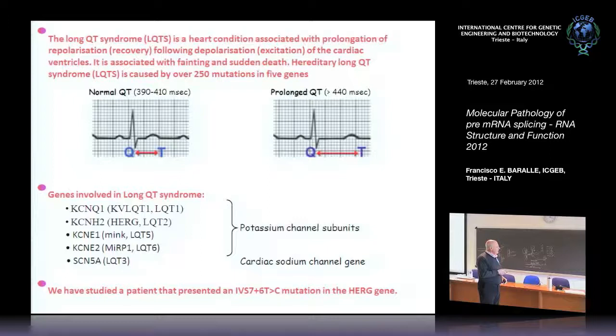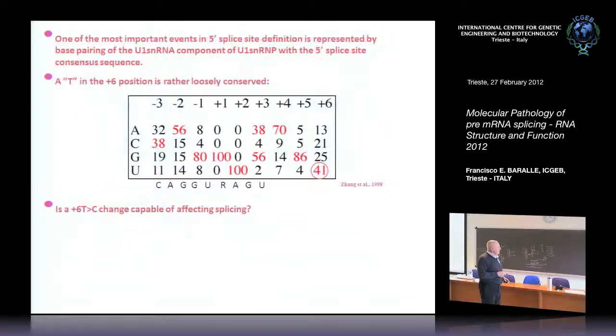This channel, this one here, we have studied the mutation in the +6 position. So this is the GU, okay, the 100% GU. These others are the variability in the regions around the GU. In +6, only 40% have a U. Other sequences are present. But in this case, a U has been changed for a T.